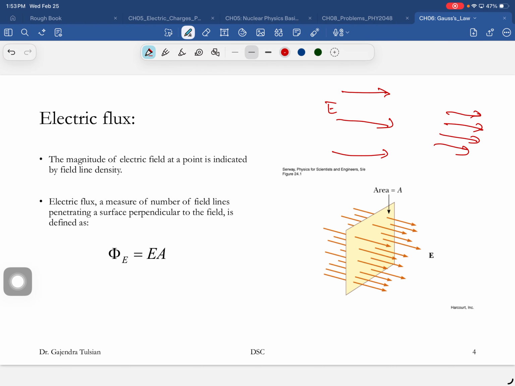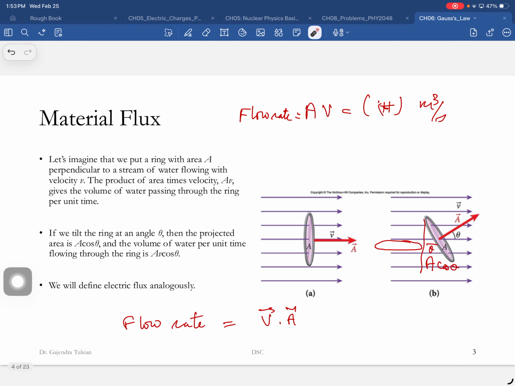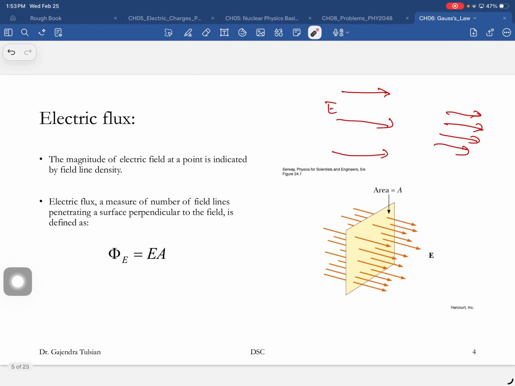Okay. So just like we defined the material flux, we'll define electric flux. And electric flux, you can think of it just as how many electric field lines are penetrating this area. The field strength is the number of lines per unit area. And so the number of field lines penetrating this area is E times A. That tells you how many lines are penetrating this area.